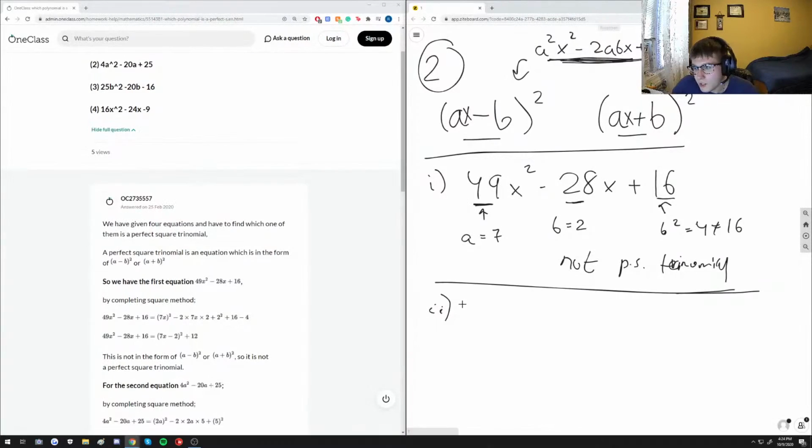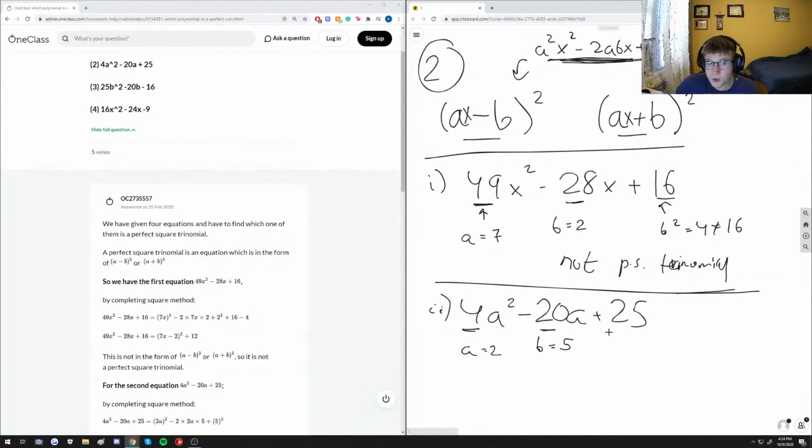So going to the second answer choice, we have 4a squared minus 20a plus 25. And right here, we have to set our a once again equal to the square root of this coefficient. So a is equal to 2. And then, because we're dealing with a minus plus situation, we have to find what b is. So in this case, it would be minus 2 times a. A is 2, so minus 4b equals minus 20. In this case, b would be 5.